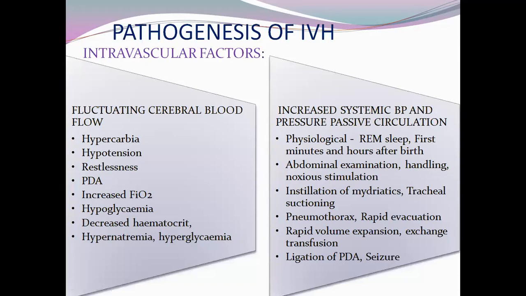Coming to the pathogenesis, basically it is due to intravascular, vascular, and extravascular factors. Among intravascular factors, the most common is fluctuating cerebral blood flow in the background of pressure passive circulation. The factors contributing to increased cerebral blood flow and fluctuation include hypercarbia, hypotension, even restlessness of the neonate, PDA with left to right shunt, increased FiO2, hypoglycemia, decreased hematocrit, and hypernatremia, hyperglycemia.